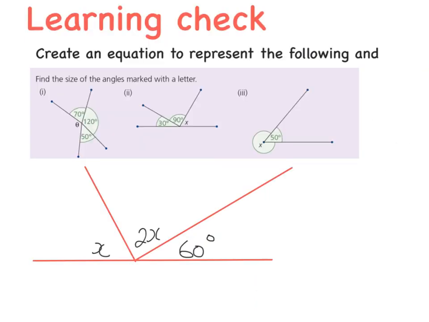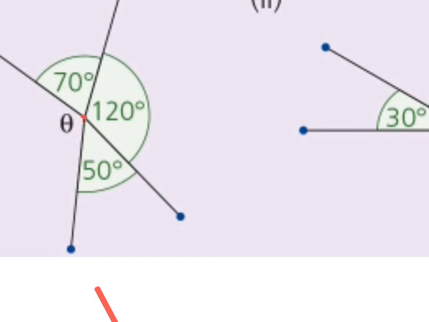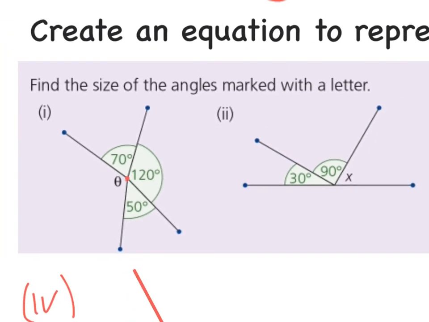Okay, so tonight's learning check, you have 4 questions. So 1, 2, 3, 4. And you are asked to create an equation. So remember, equations have letters and numbers and they have an equal sign. To represent the following and find the size of the angles marked with the letter. So you can see here, this is going to be talking about an important point I mentioned earlier on, angles around a point, and if I zoom in here, this is our point. So angles around that red dot, they must add up to something, and that's going to help you solve that question there.